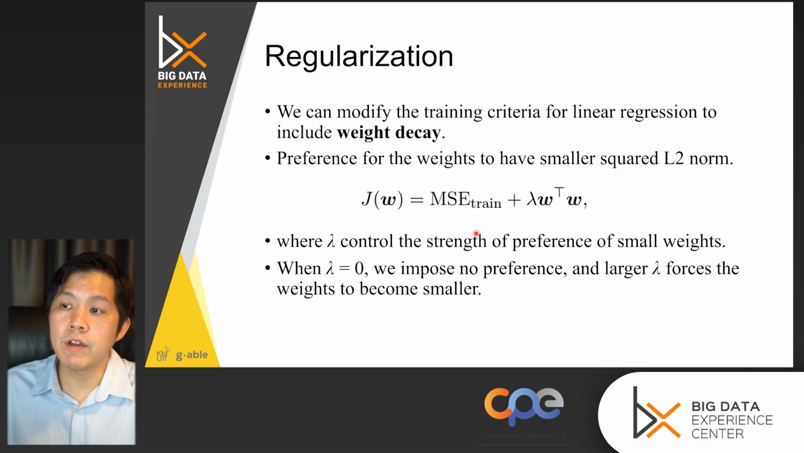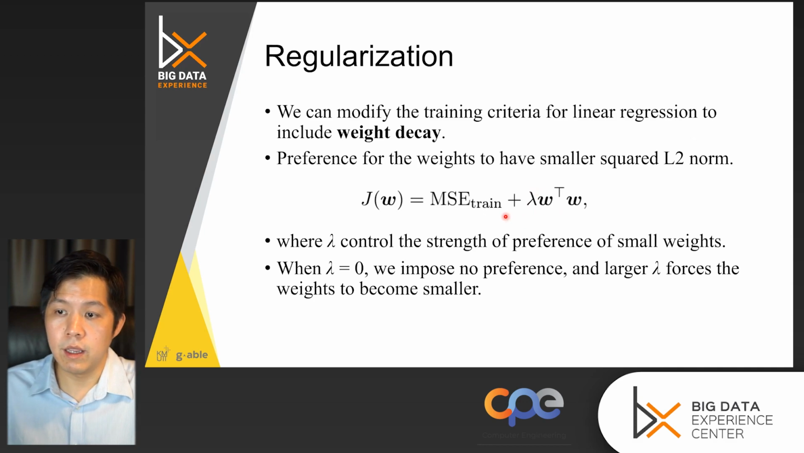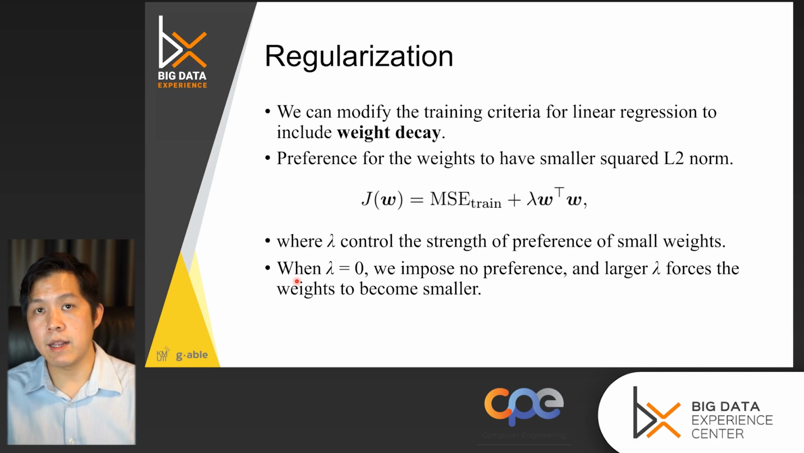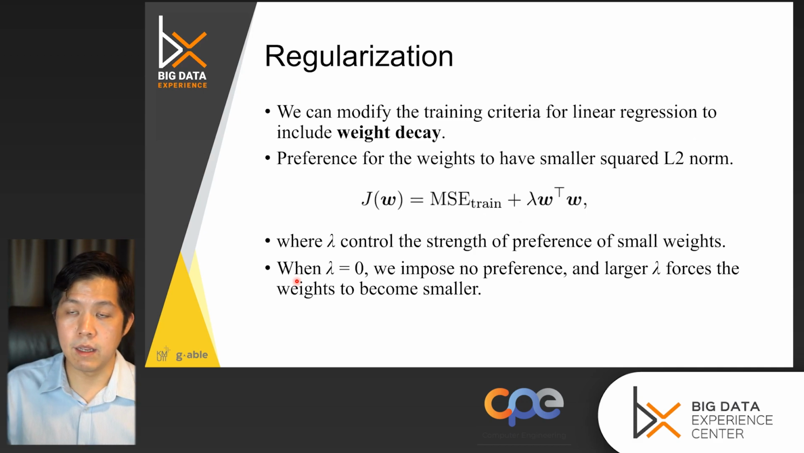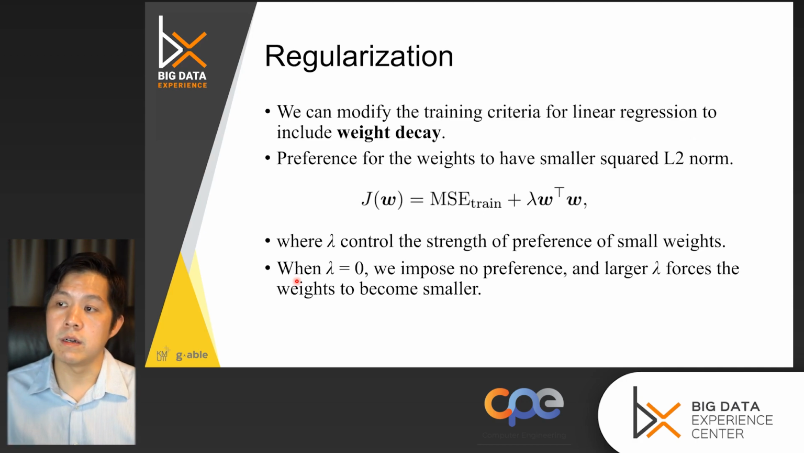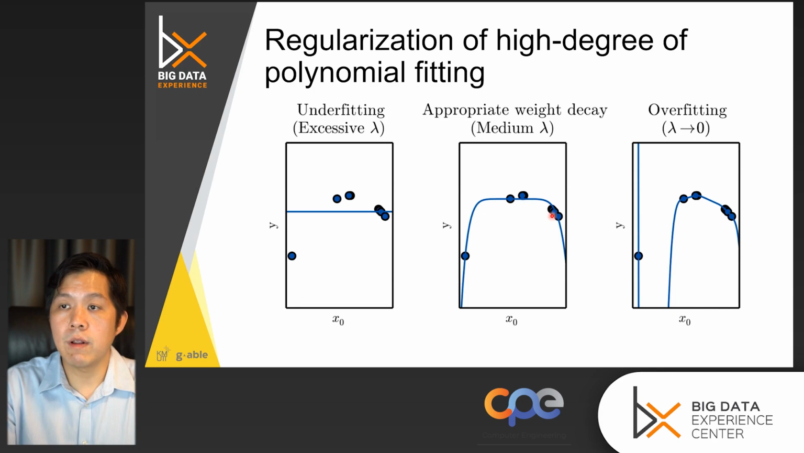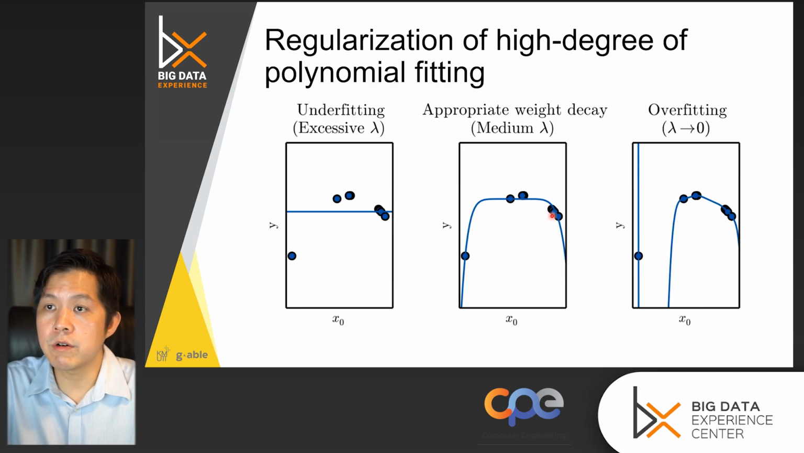So instead of having just MSE, we will have MSE together with the L2 norm of the weight. And we will have this rate lambda, which controls the strength of the regularization. If lambda is 0, there is no preference. But if we have a large value of lambda, it means that we prefer the weights to be small. This is regularization, and it can help decrease the overfitting of data.